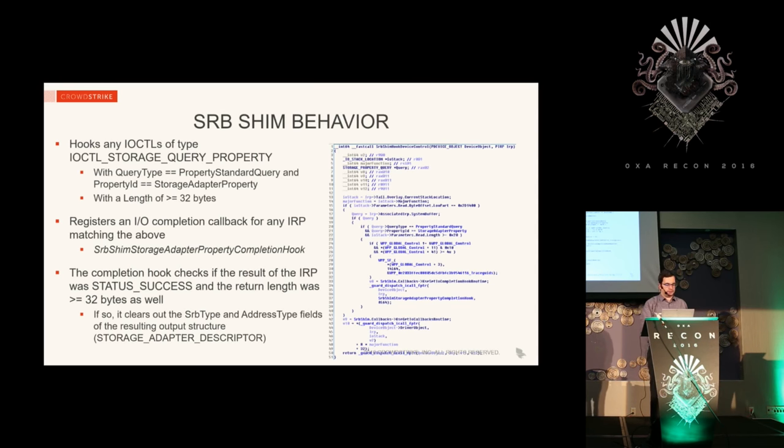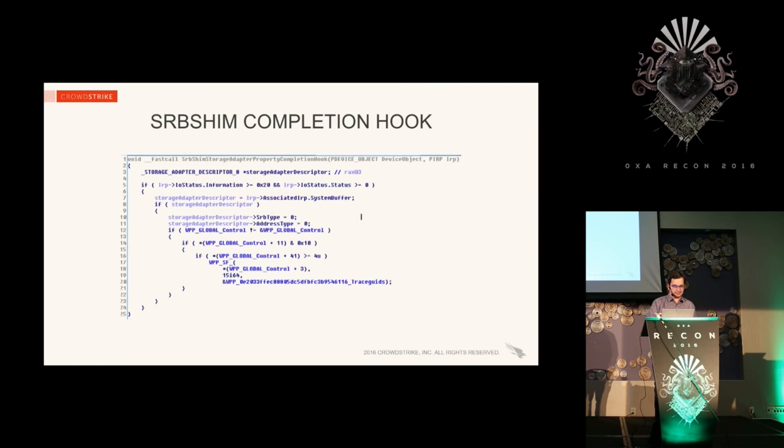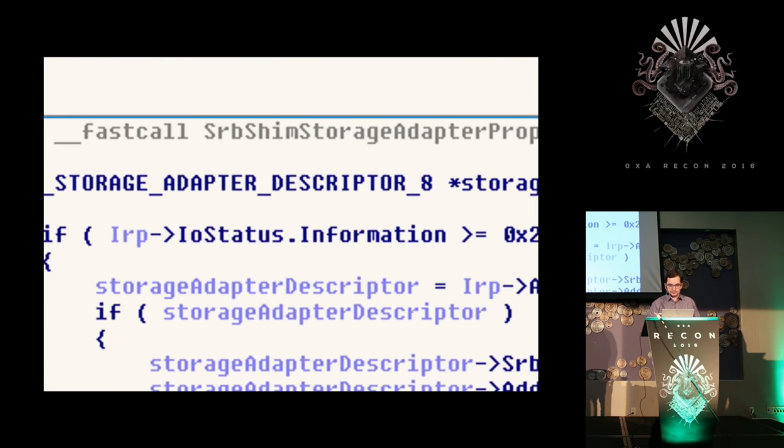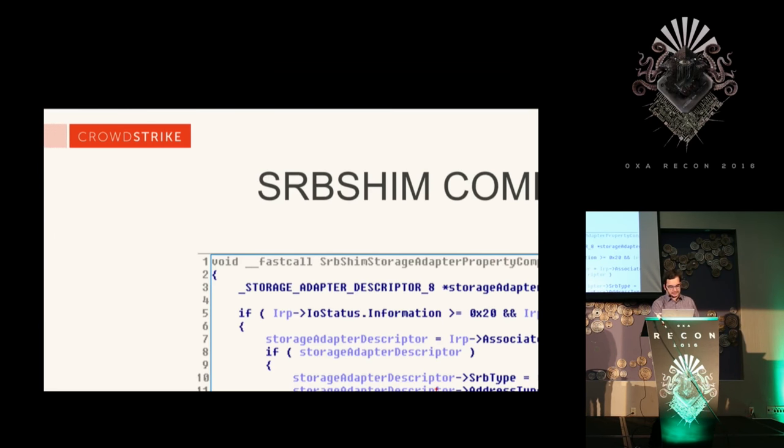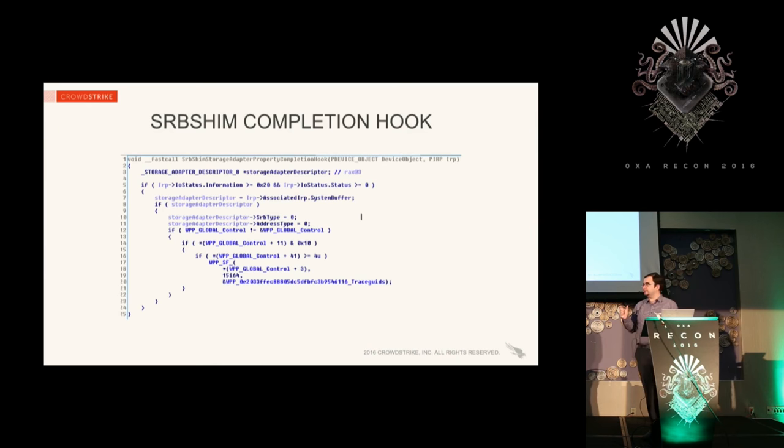In the completion hook, what does it do? Well, it basically checks, again, did we return 32 bytes or more? And did we return it successfully? And if so, we're going to go in and edit the actual SRB type and address type field, and we're going to set it to 0. So basically, we overwrite this legitimate valid data that we received with zeros. So that's kind of interesting. Why are we doing this to poor store ahci.sys? Why are we clearing out these bottom two fields that were legitimately returned?